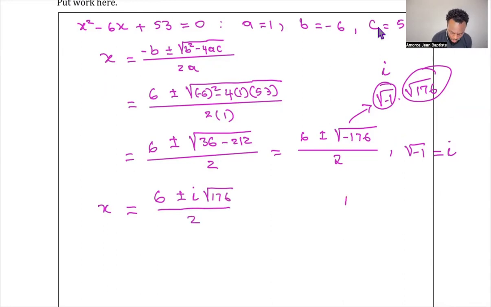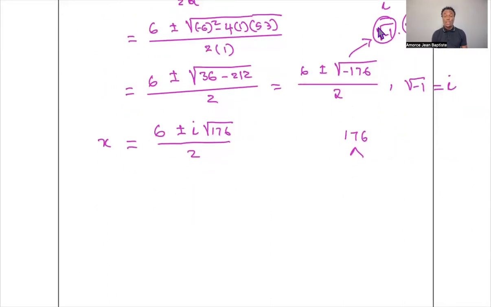Now let's work with 176 to see what is the largest perfect square that goes into 176. Start with 2 because it's an even number. So divide 176 by 2. That gives me 88, because I don't have to work with the negative, since I consider the square root of -1 equals i. So that's 88.